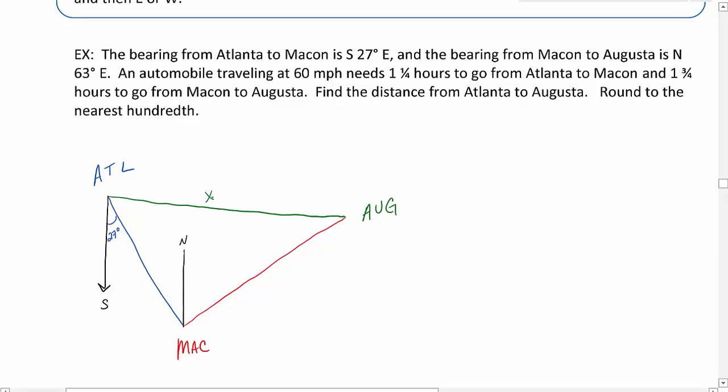They also tell us that the car is traveling 60 miles an hour and needs 1.25 hours to go from Atlanta to Macon. So distance being equal to rate times time, the distance from Atlanta to Macon is going to be 75 miles. And that same car traveling at 60 miles an hour needs an hour and three-quarters to go from Macon to Augusta. So that'll be 105 miles.